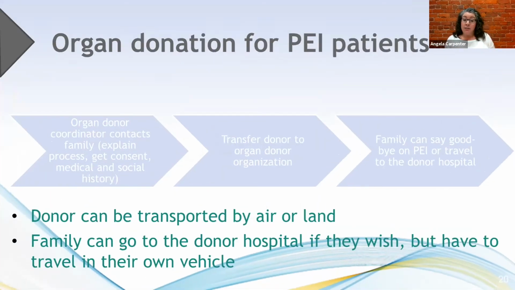So then if the family agrees, the organ donor coordinator will contact the family by phone, explain the process, get consent, get a medical and social history. The donor will be transferred to the organ donor organization either in Nova Scotia or in New Brunswick. The family can say goodbye on PEI or they can travel to the donor hospital. The donor will be transported by air or by ambulance, and the family can go if they wish, but they have to travel in their own vehicle. So some families will choose to just stay on PEI, and other families prefer to be with their loved one.